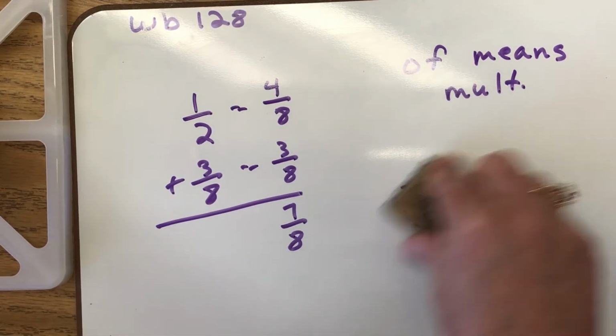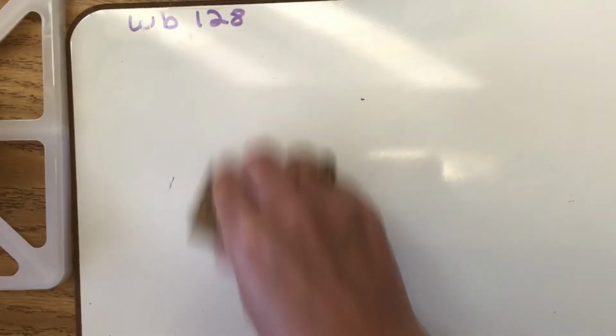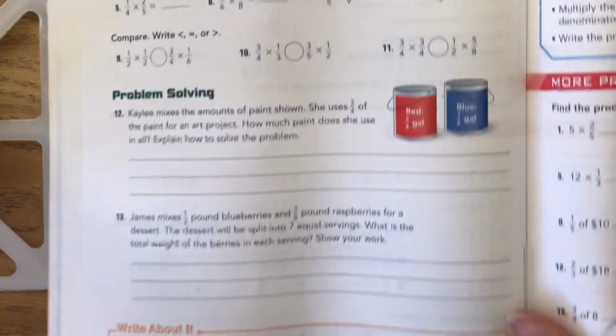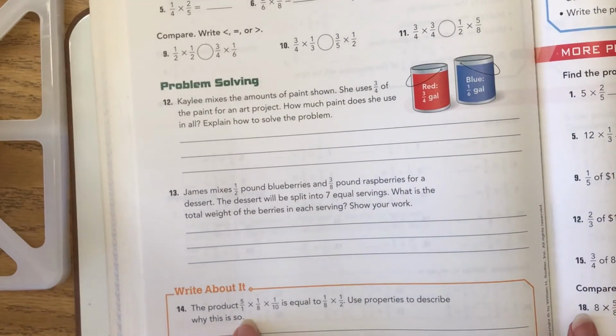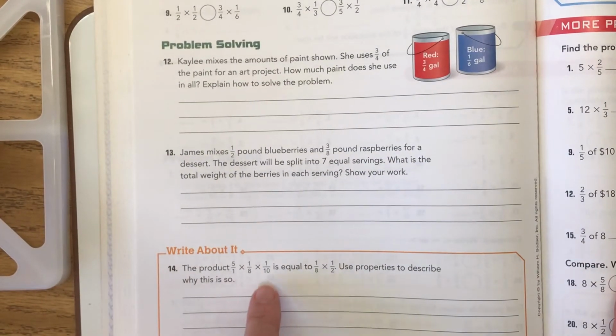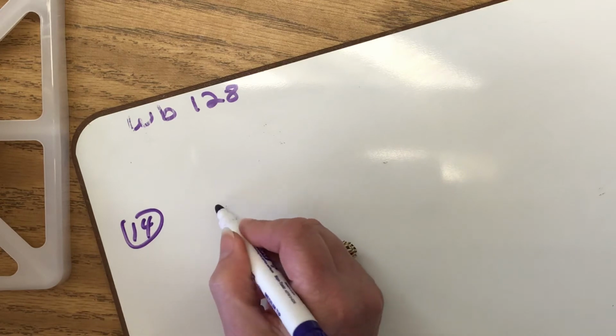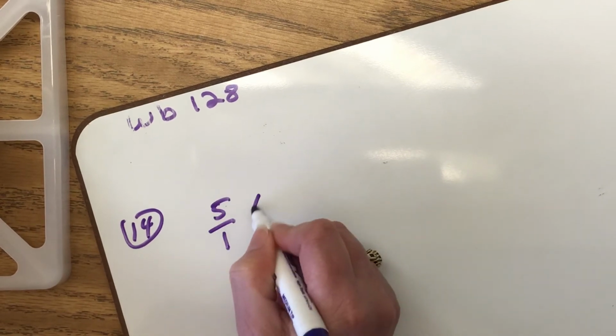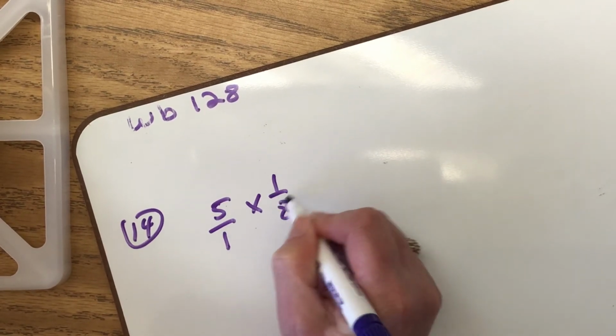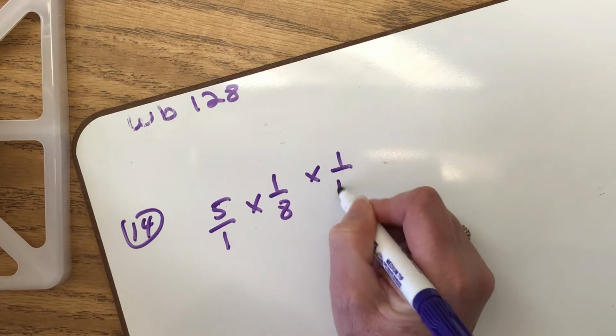And now on to the write-about-it question, number 14. Number 14 tells us that the product of 5/1 times 1/8 times 1/10 is equal to 1/8 times 1/2. It says use properties to describe why this is so. So we're going to start by just writing out the original equation, which is 5/1 times 1/8 times 1/10.